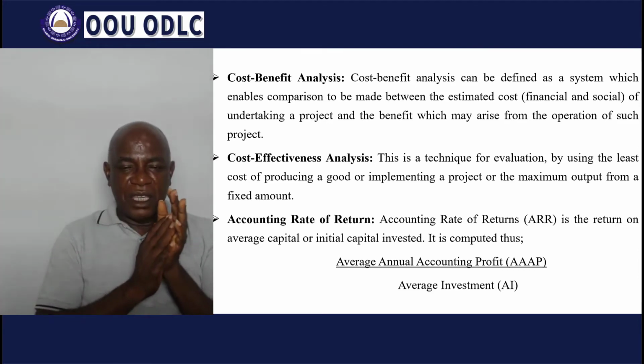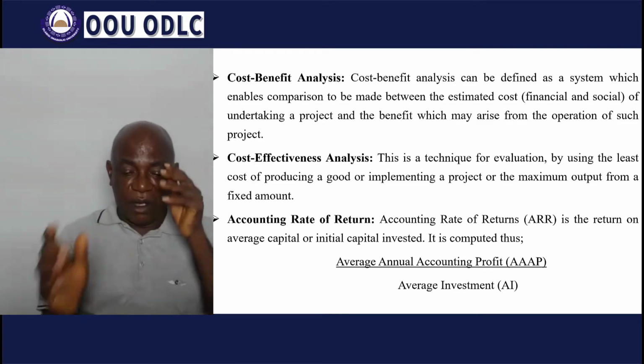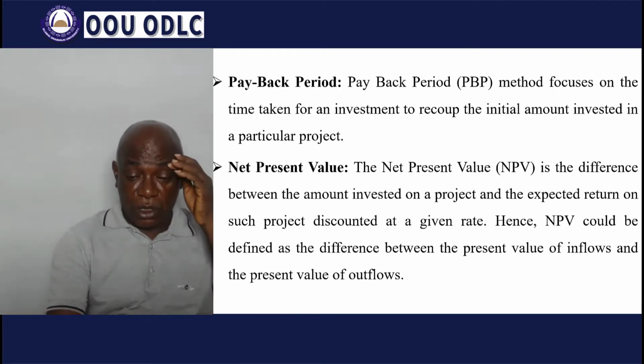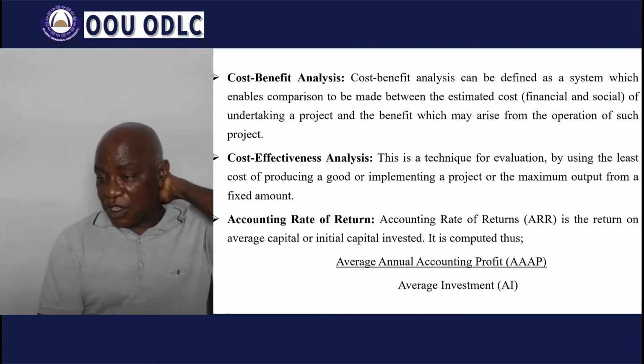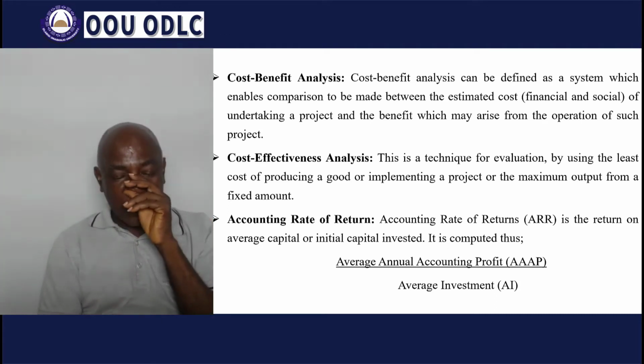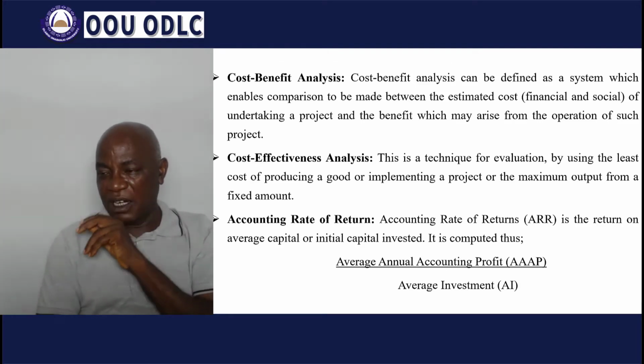Then it will now be expressed as a ratio of average investment. And when we say average investment, what do we mean? The average investment equals the initial investment on the project and the residual value of the project added together and divided by 2.